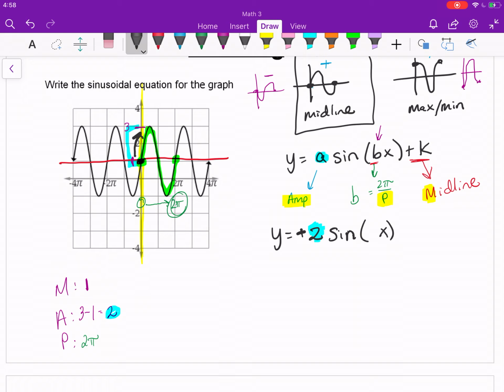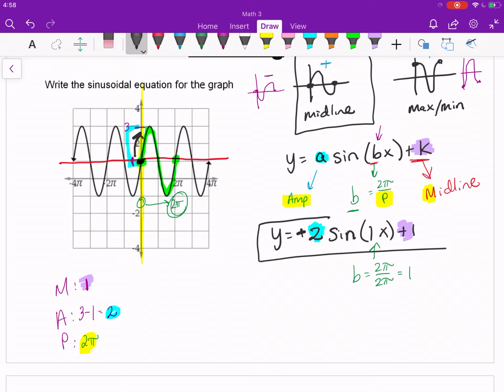To find our b, this is where a little work has to come in. We're going to take that period, and remember our b is 2 pi divided by our period, so 2 pi divided by 2 pi. Well, 2 pi divided by 2 pi is literally just 1. So we got a 1x, or you can just leave it as x. And then last but not least, we've got this k right here, our midline. Our midline in this case is 1, so I just put a little plus 1. And that is the answer.